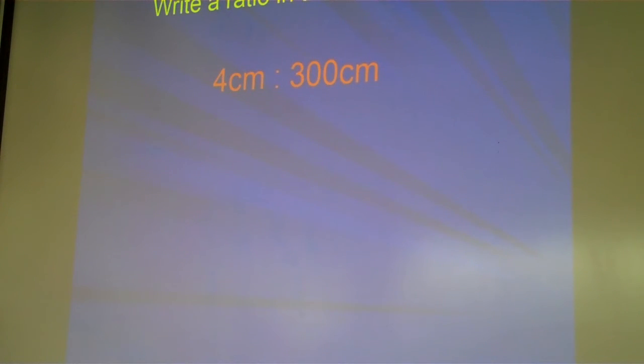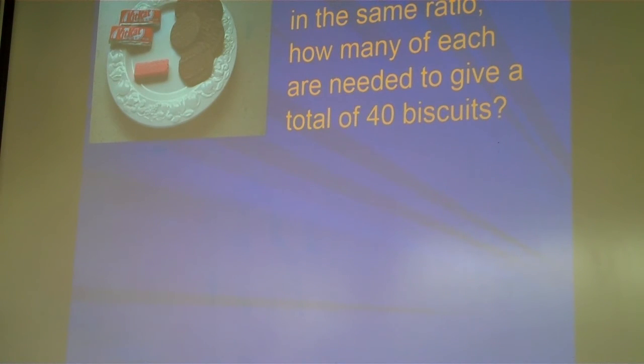So if I want that in the ratio 1 to n, what do I need to divide each side by? 4. So divide by 4 and I get 1, divide by 4 and I get 75. Okay, happy so far? Okay, quickly, I just want to run through.